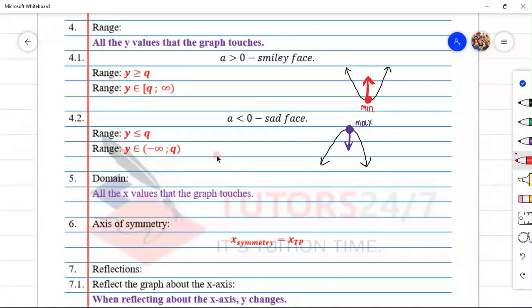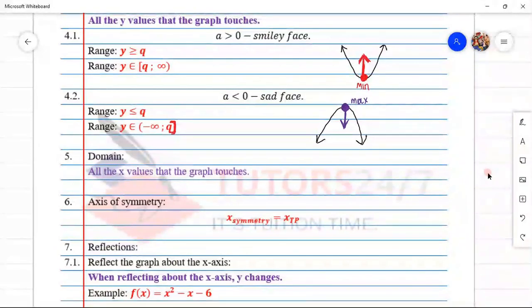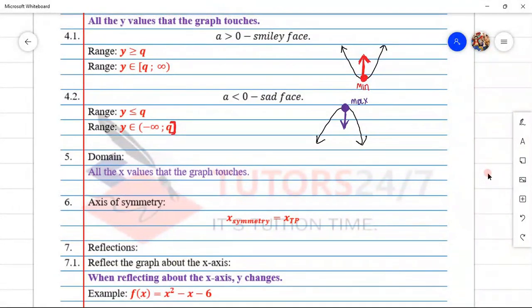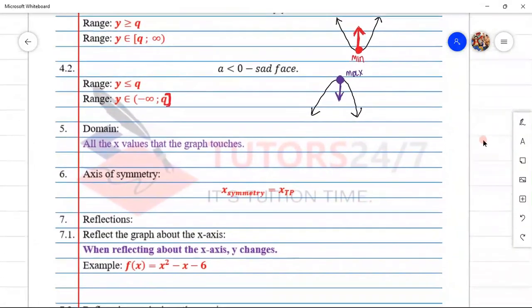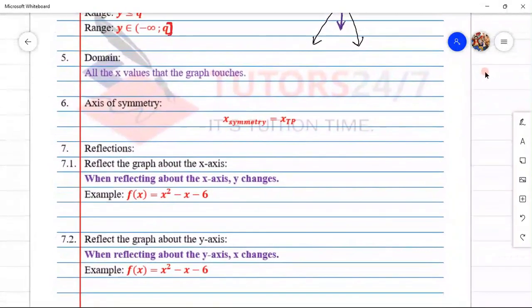Now, a slight correction: this is supposed to be a squared bracket because we are touching the value of q. If the graph does not include the value of q, then it would be a rounded bracket, and infinity or negative infinity is always a rounded bracket. The rounded bracket just indicates we are not including that value, whereas a squared bracket indicates that that value is included.